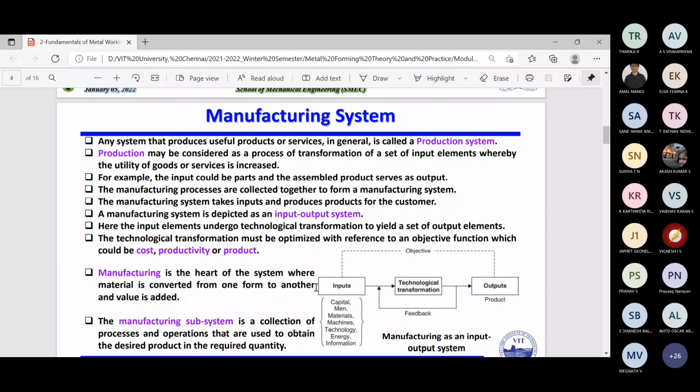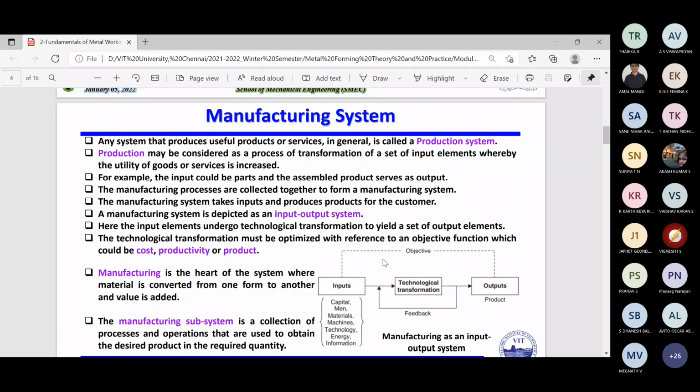Whatever input you have, you are converting to the output with the help of the technological transformation. In material science, metallurgy and mechanical we call it differently, but as a whole it is technological transformation from input to get the output or the product. I just mentioned everything I explained here in the schematic diagram. Any system that produces useful products or services is in general called a production system. So this whole system is known as the production system, and production may be considered as a process of transformation. But I told you this is only transforming from one step to another.